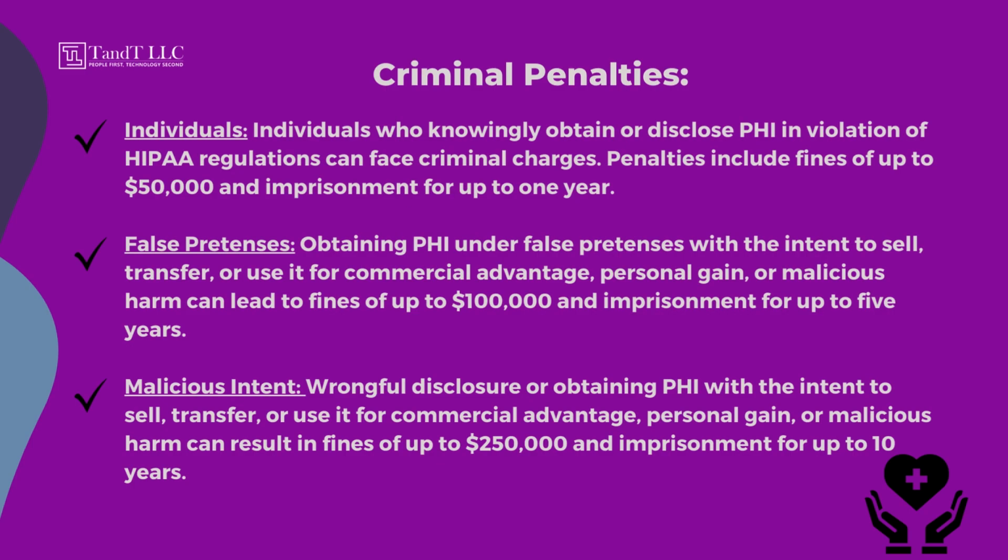False pretenses. Obtaining PHI under false pretenses with the intent to sell, transfer, or use it for commercial advantage, personal gain, or malicious harm can lead to fines of up to $100,000 and imprisonment for up to 5 years. Malicious intent: wrongful disclosure, or obtaining PHI with the intent to sell, transfer, or use it for commercial advantage, personal gain, or malicious harm can result in fines of up to $250,000 and imprisonment for up to 10 years.